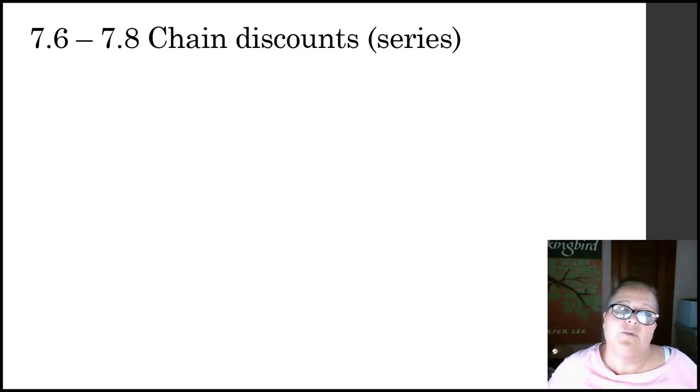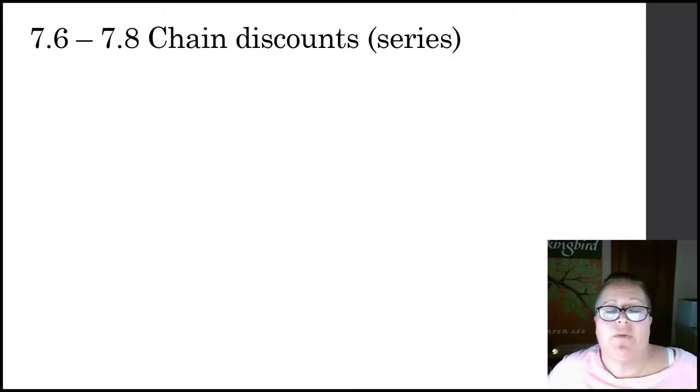So in your textbook, this is section 7.6 and 7.7. Section's not the right word. I think the textbook calls them goals because it's definitely section 3. But I think these are goals 7.6, 7.7, and 7.8.